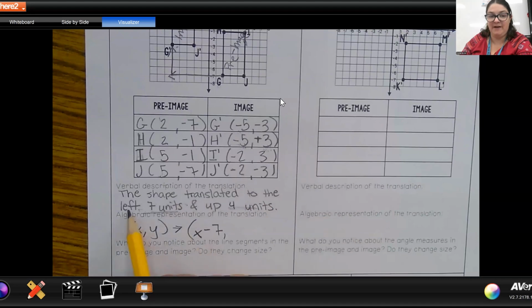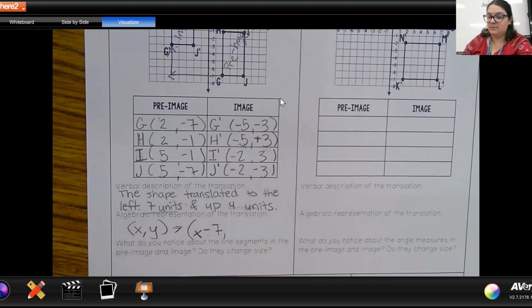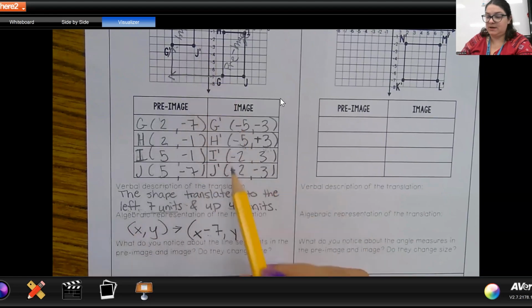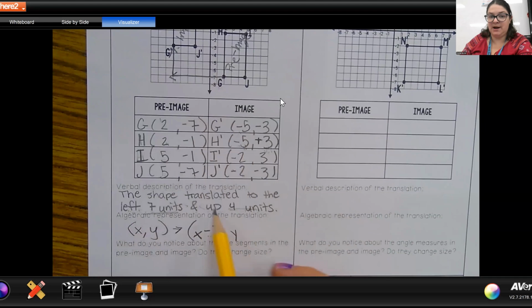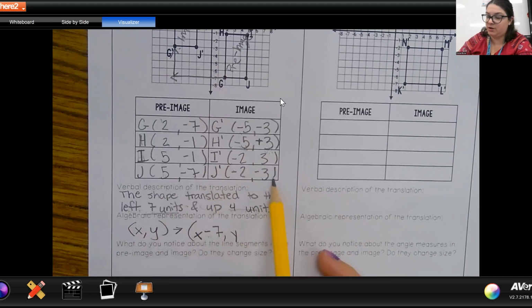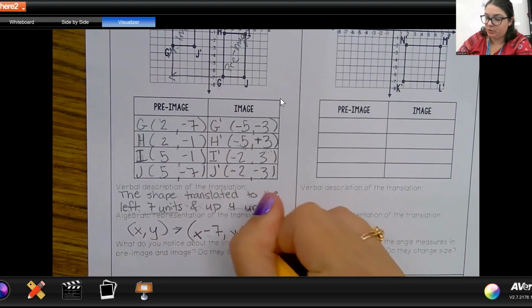That's what happens when you move left. When you move left, you're subtracting from your x. And my y, it went up 4. So because I went up 4 units, my y values went up by 4. -7 plus 4 is -3. So plus 4.